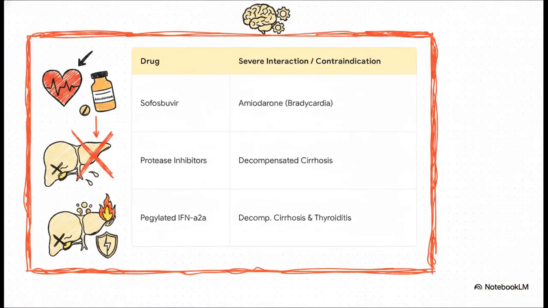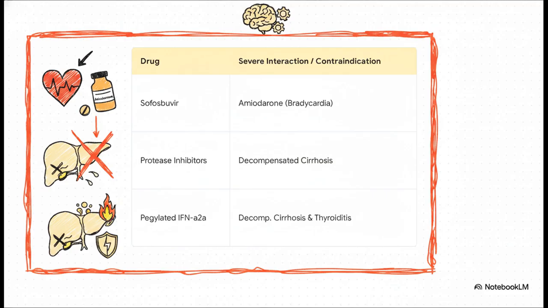But you can't just hand these drugs out blindly. There are some absolute red flags you cannot miss. If you're prescribing sofosbuvir, an NS5B inhibitor, you absolutely must check if the patient is on amiodarone. Combining them causes severe, potentially fatal bradycardia. For protease inhibitors like glecaprevir, they are completely contraindicated in patients with decompensated cirrhosis, so Child-Pugh class B or C.